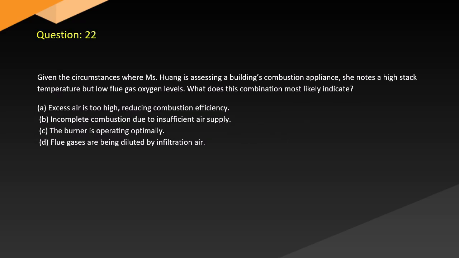Question 22. Given the circumstances where Iswang is assessing a building's combustion appliance, she notes high stack temperature but low flue gas oxygen levels. What does this combination most likely indicate? A. Excess air is too high, reducing combustion efficiency. B. Incomplete combustion due to insufficient air supply. C. The burner is operating optimally. D. Flue gases are being diluted by infiltration air.